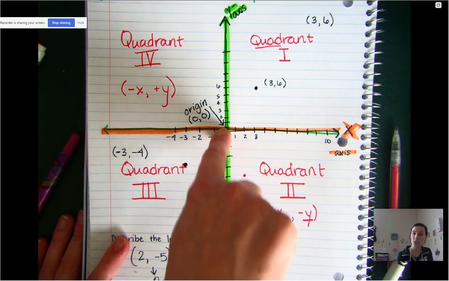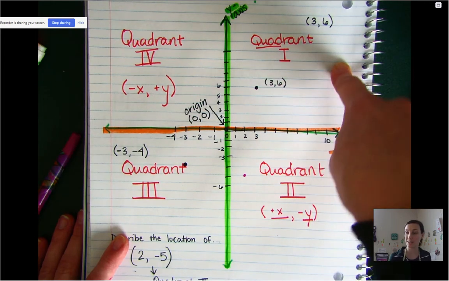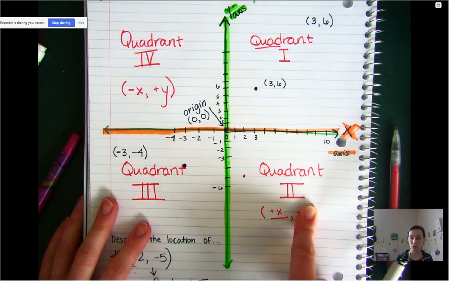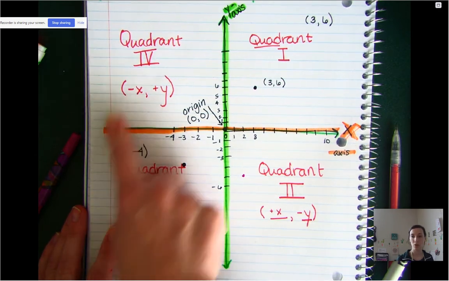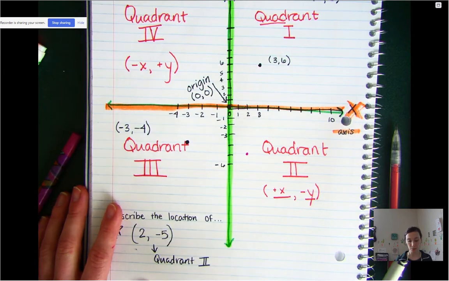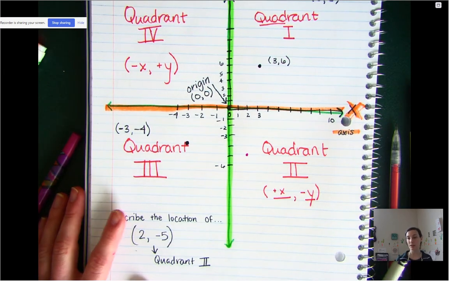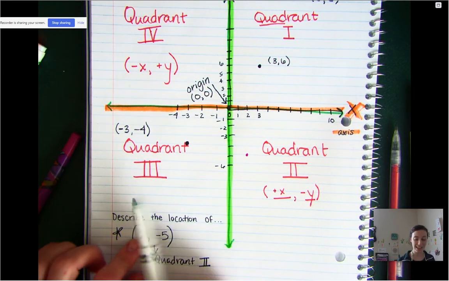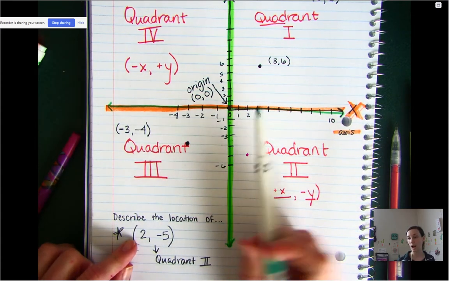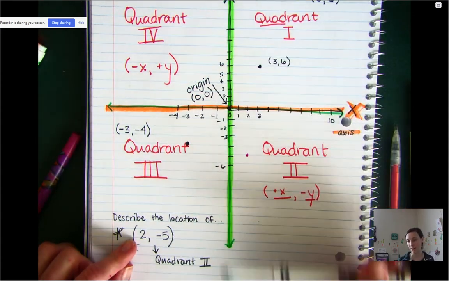Then the quadrants, we start with quadrant 1 is the first one you learned about. Quadrant 2, quadrant 3, quadrant 4. And as a quick reminder, whenever you're plotting a point, always remember that the first number is the x, it's how far over you go, and the second number is the y, it's how far up or down you go.